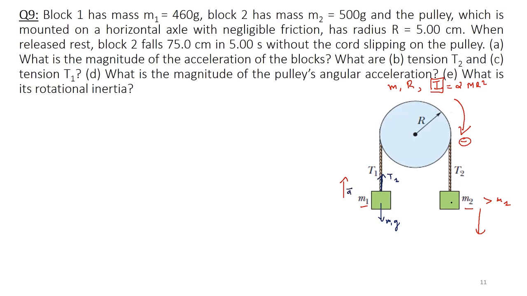For block 2, I will have M2G, and I will have T2. Okay, and I will have the acceleration moving downward. Now I have to do a free body diagram for the pulley. If the pulley is massless, I don't need to do a free body diagram for the pulley because the pulley is just here to connect. But now we know about rotation, I have to do a free body diagram on the pulley and apply Newton's second law to the pulley.